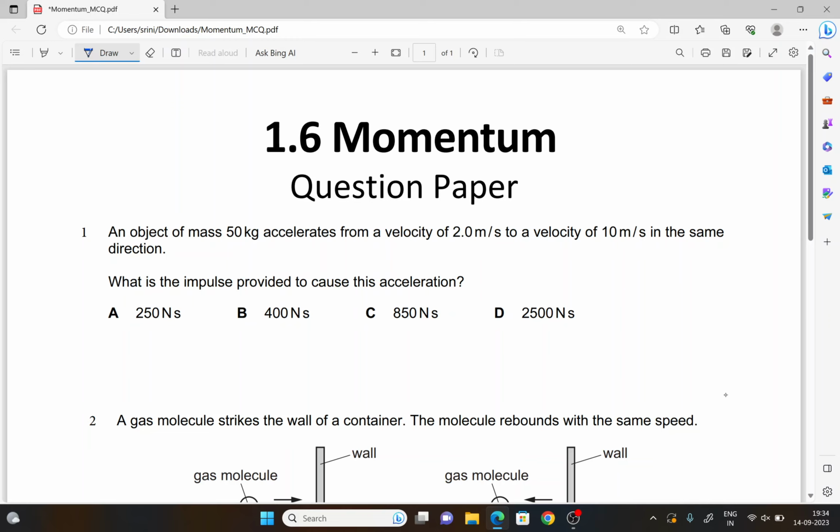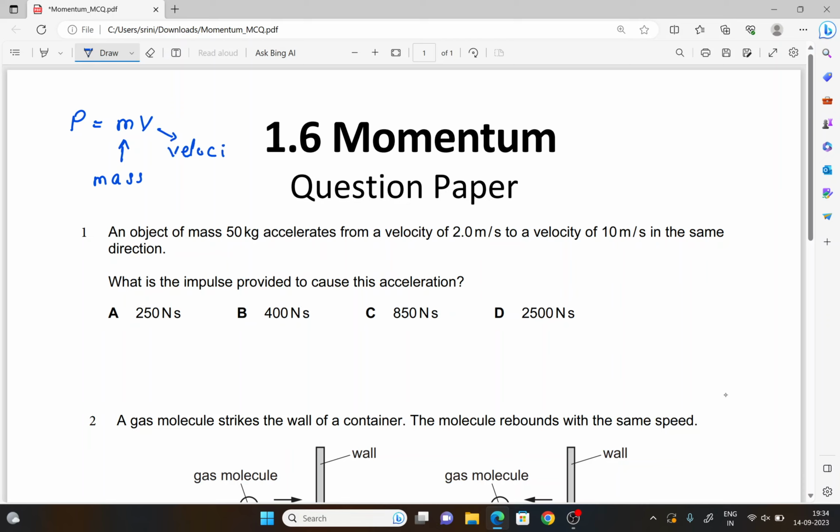Before we start, I'll quickly revise what is momentum. Momentum is the measure of motion of an object. The formula of momentum is given by P equals m into V, where m is the mass of the object and V is the velocity of the object.